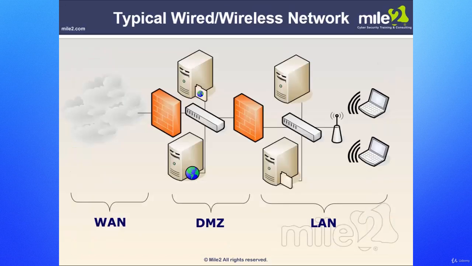When it comes to your typical wireless network, here's what it looks like. We have our WAN, in this case the Internet. We have the DMZ, your demilitarized zone. Generally it's going to be protected by two firewalls, one from the Internet and one protecting the internal network. Then we have the local area network, which we're connected to via hosts and so forth. We'll break this down in just a moment again.